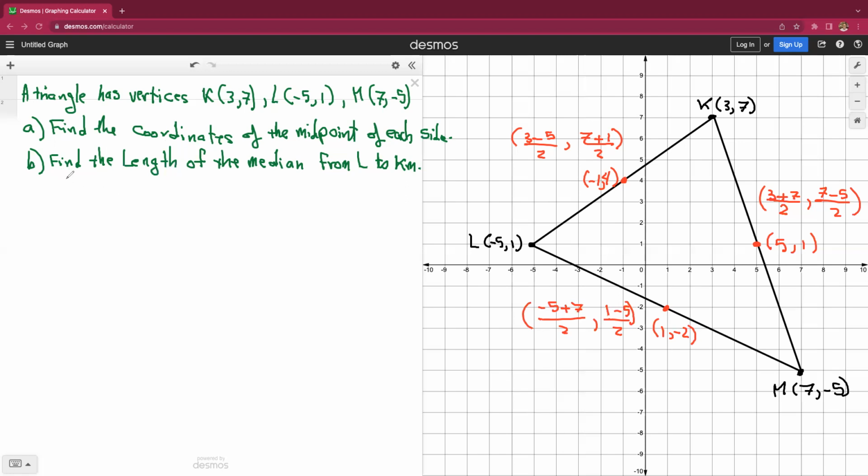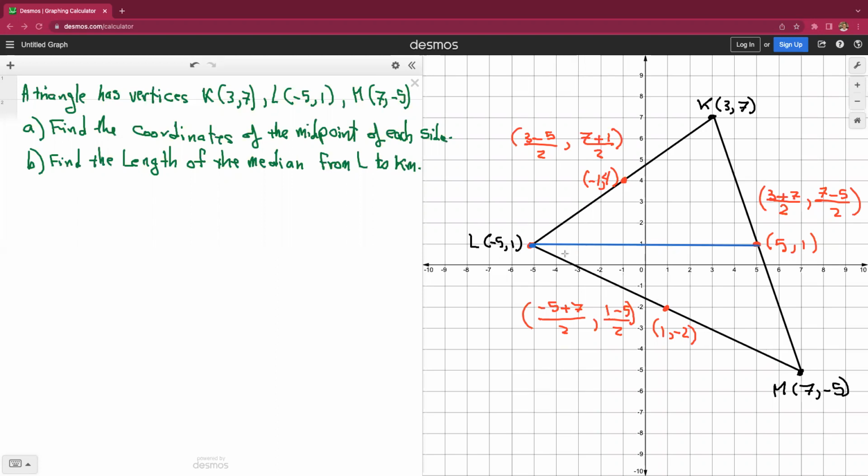But the second question, they say find the length of the median from L to KM. So the median here from L to KM means it's from this point here to KM. The median from L means the line that would hit the middle of KM. That's what it means. So the middle of KM is right there. So this here is what we're looking for, the median from L to KM. So from L to the midpoint of KM.